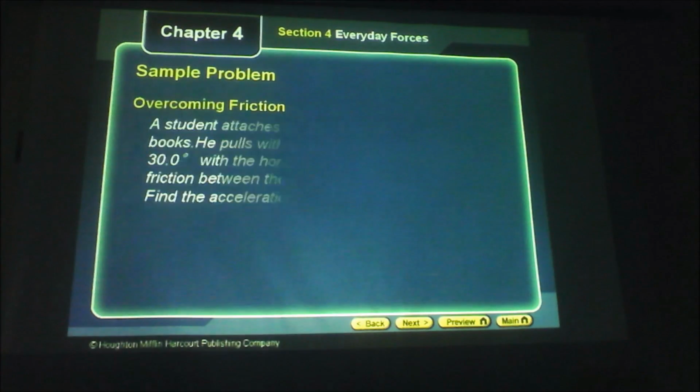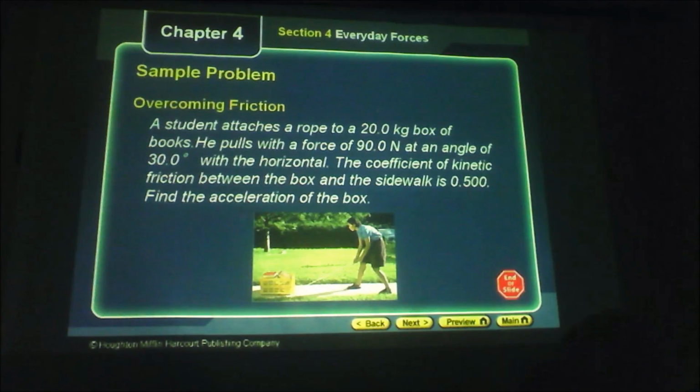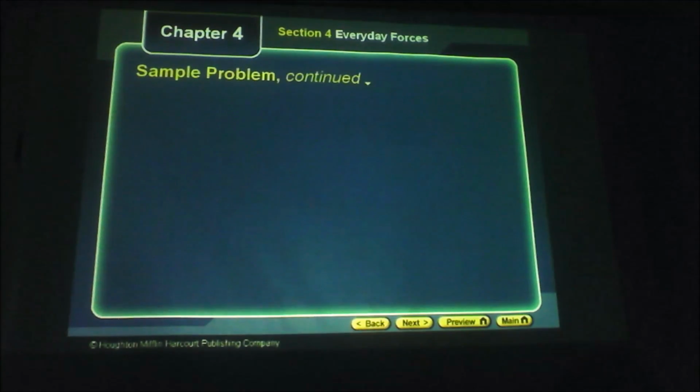Let's talk about a sample problem about overcoming friction. So here's our problem. We have a student, I can't even tell if it's Molly. I was going to say Molly. He attaches a rope to a 20-kilogram box of books. Oh, it's a he. So he pulls with a force of 90 newtons at an angle, notice, the rope is at an upward angle. The angle is 30 degrees with horizontal. The coefficient of kinetic friction, that means once the box is in motion, is 0.5. Let's find the acceleration of the box.